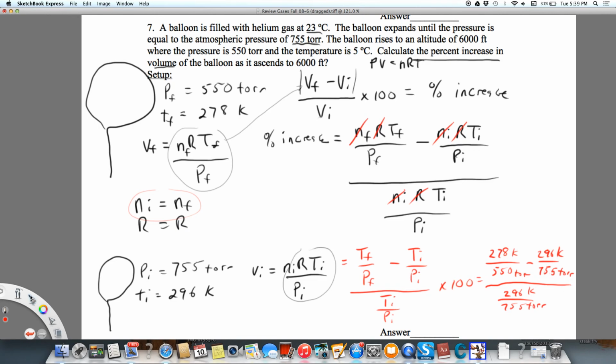So I ran out of room here. Sorry for scrunching that in. Okay? This should also be times 100 up here. Okay? You're going to do that math on your own, but when you finally get it, it comes out to 28.8%. And that's an increase in volume of 28.8%.